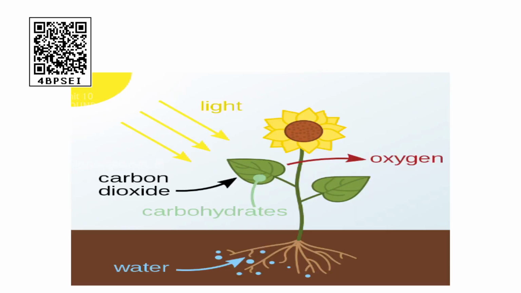Next is light. Students, what will happen if there is no sunlight? All the living organisms will be affected and there will be no food for us to survive, isn't it? Sunlight is very important not only for us but also for plants. As you know, photosynthesis: photo means light and synthesis means production.